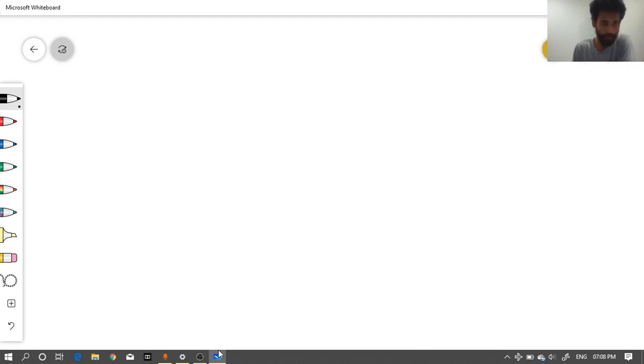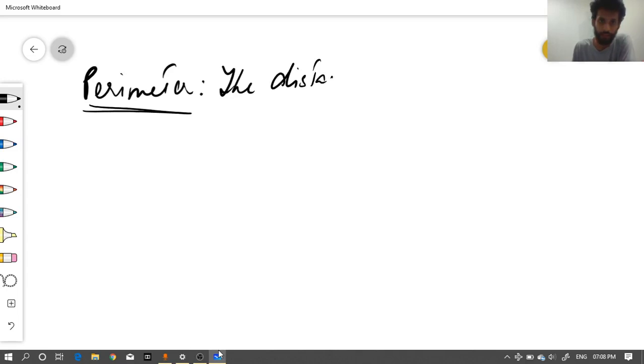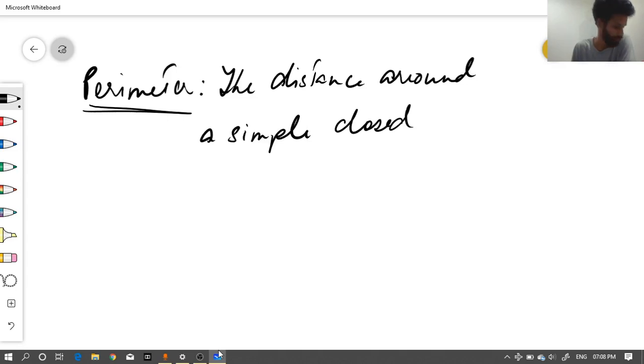So first of all, perimeter. What do you mean by perimeter? Perimeter is the distance around a simple closed figure.